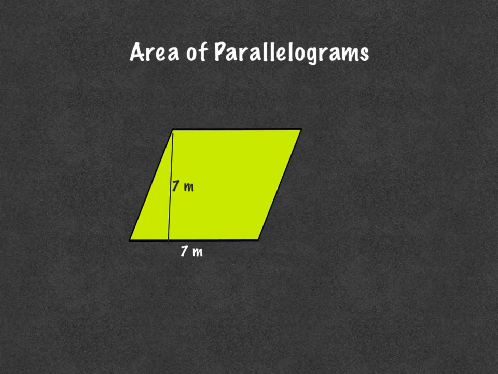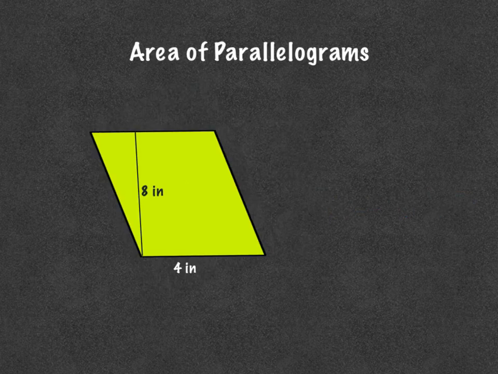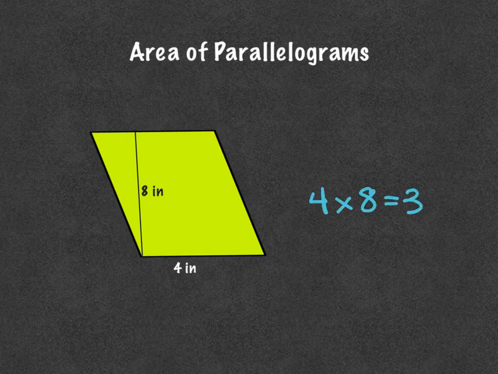So for our formula here, we're going to plug this in. So we would have 7 times 7, which would equal 49 meters squared. Okay, let's try another one. So for this one, our base is 4. Our height is 8. 4 times 8 is 32. And we're in inches squared.